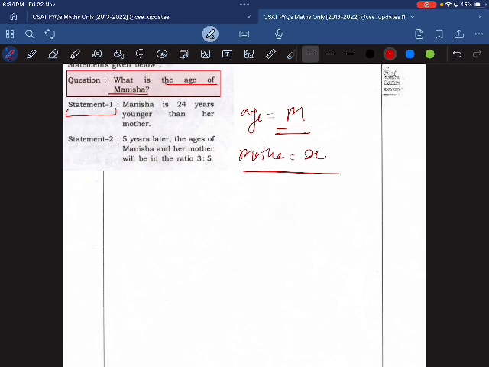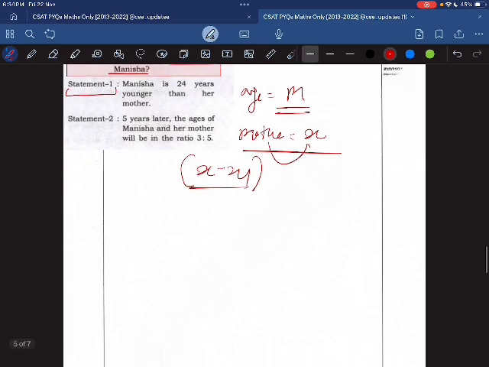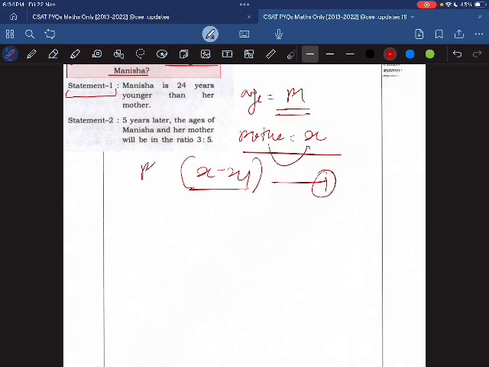Okay, in this it is said that Manisha is 24 years younger than her mother. So if the age of the mother is X, the age of Manisha will be X minus 24, because statement 1 says that Manisha's age is 24 years younger than her mother. So this will be one equation in which the age of Manisha is X minus 24, where X is the age of the mother.